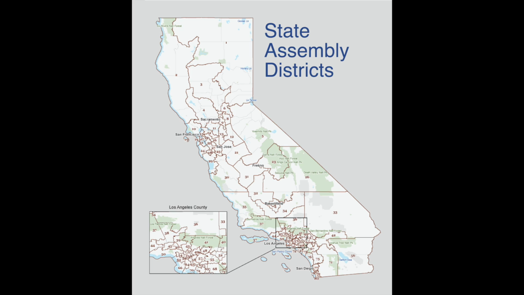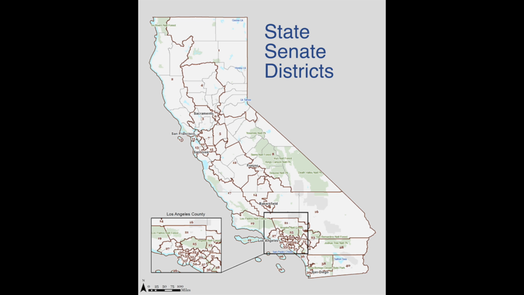Now, every person that lives in the state of California has a state assembly member and a state senator. State assembly members are part of the California State Assembly, which has 80 members representing all of the state of California. And then those districts don't relate to the state Senate districts. The state Senate districts have different lines, and there are 40 state senators in California.